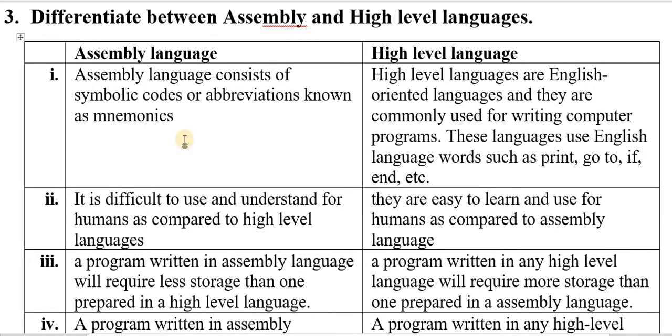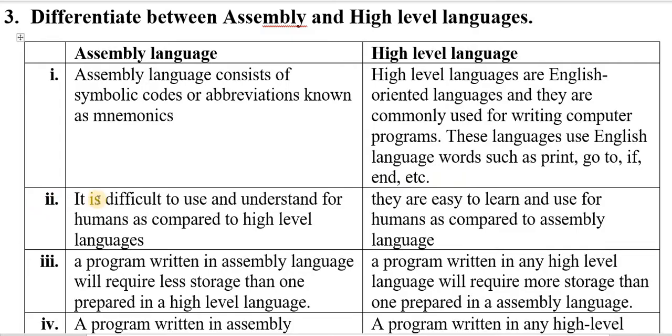Now moving towards question number 3, that is about differentiate between assembly and high level languages. So again you have to draw a table having two columns, one for assembly language points and one for the points about high level language. First point about assembly language is assembly language consists of symbolic codes or abbreviations known as mnemonics, whereas high-level languages are English-oriented languages and they are commonly used for writing computer programs. These languages use English language words such as print, go to, if, and etc.